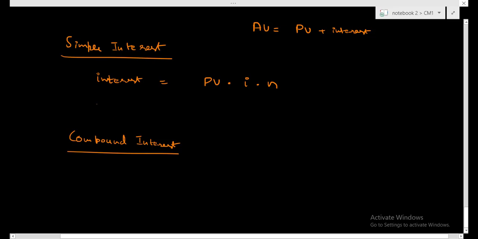So simply speaking, your accumulated value is equal to the present value into 1 plus n into i, n being the number of terms which have passed, the number of compounding periods that have occurred, and i being the rate of interest. As for compound interest, accumulated value becomes present value into 1 plus i to the power of n. And the reason for this is that there is a compound increase. So whatever was your initial amount, that many times this accumulation factor is multiplied to your present value to get the accumulated value.